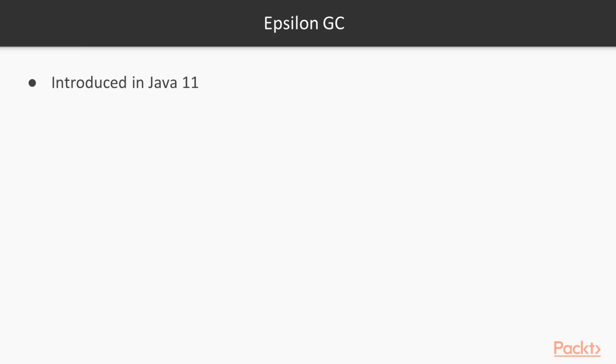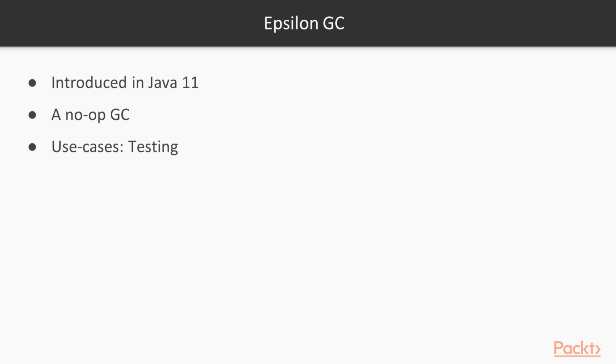Epsilon was introduced in Java 11 and is the most unusual garbage collector ever. Why? Because it doesn't collect any garbage at all. Yes, it handles memory allocation, but it doesn't implement any actual memory reclamation mechanism. Once the available Java heap is exhausted, the JVM will shut down.